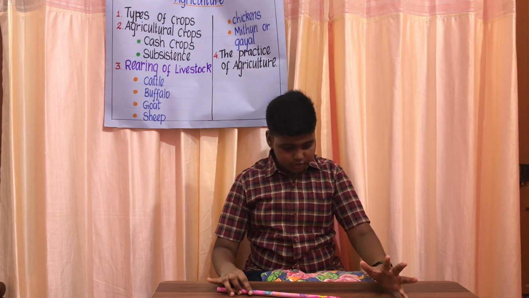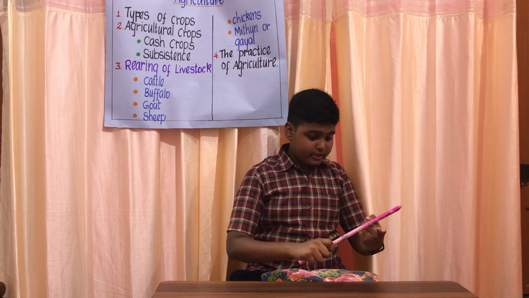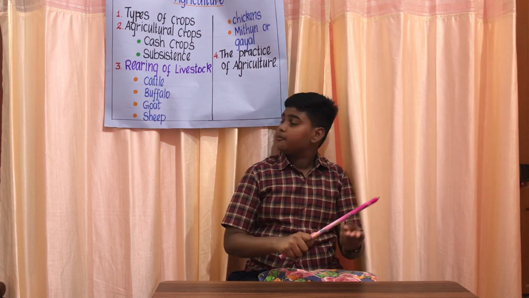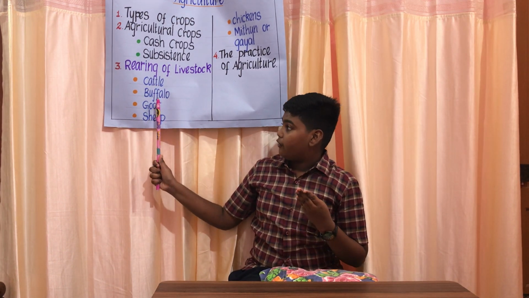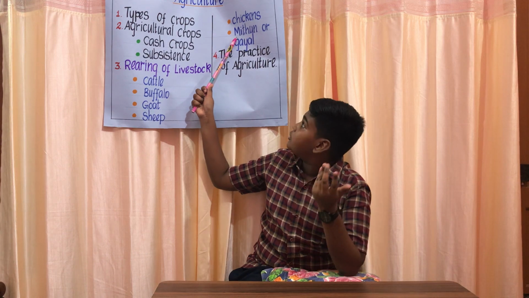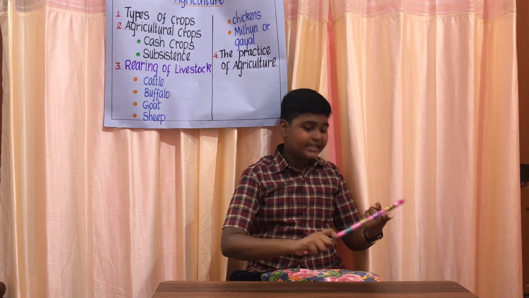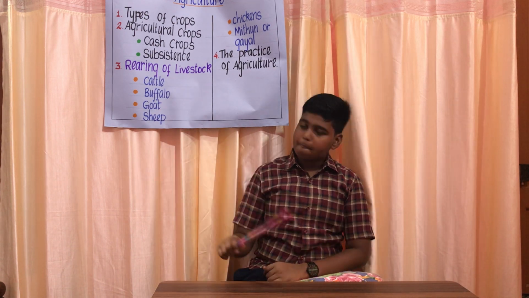The word livestock applies to some of the animals, which are dairy cows, cattle, buffalo, goat, sheep, chickens, and also mithun and gayal, and there are many others like donkey and even insects like bees. They give us honey, right? So these types of animals are known as livestock.